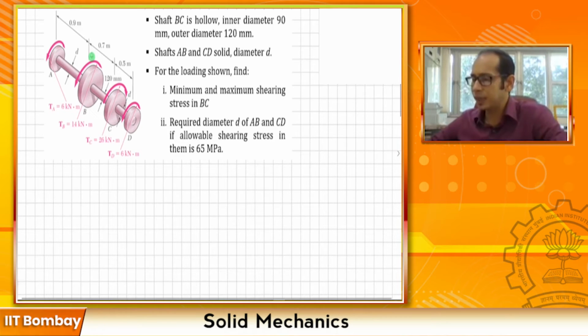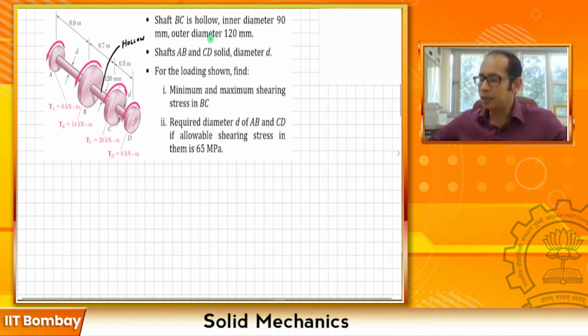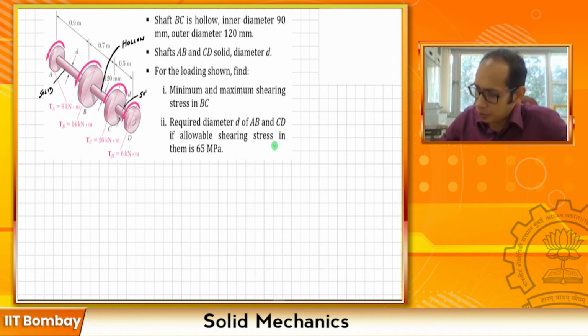What it says is that your shaft BC, this particular portion, is hollow and has an inner diameter of 90 mm and an outer diameter of 120. So let's mark here that this one is hollow, whereas your shafts AB and CD, this one and this one over here, are solid. Let's mark that as well. So this is solid and this one is also solid. Okay, now let's look at the question.